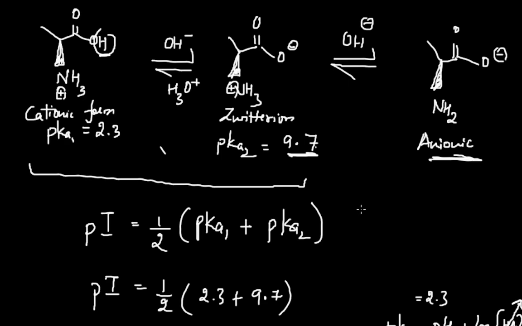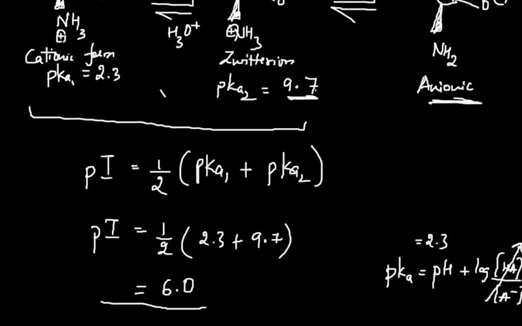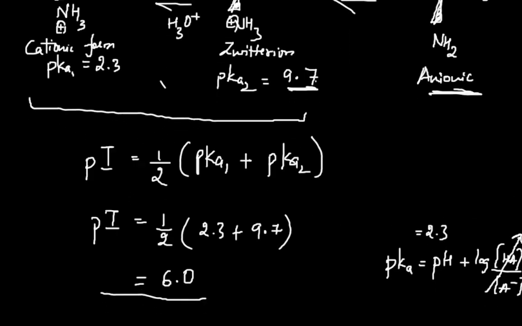So a graph of pH versus molar equivalence of base will look something like this.